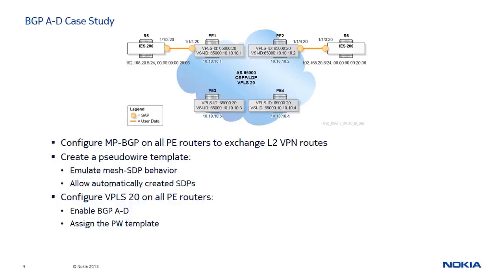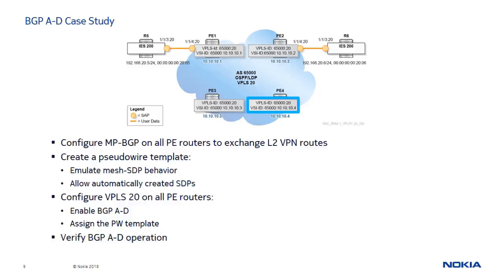Pseudowire template. The RD, RT, and VPLS ID will be configured as Autonomous System:VPLS ID, which is 65,000:20 in this example. The VSI ID will not be configured and will be automatically set to the Autonomous System system address.